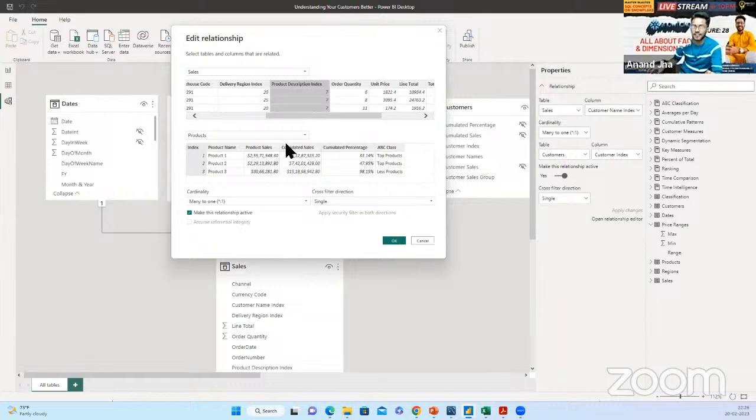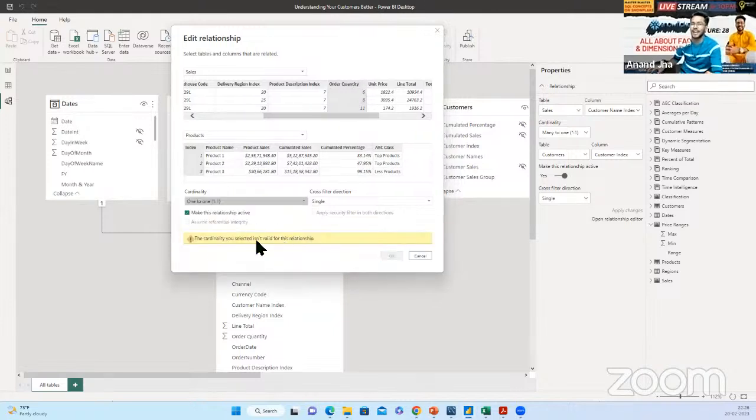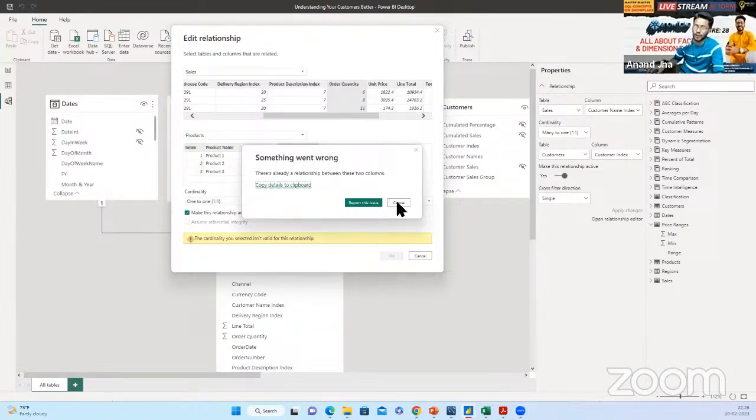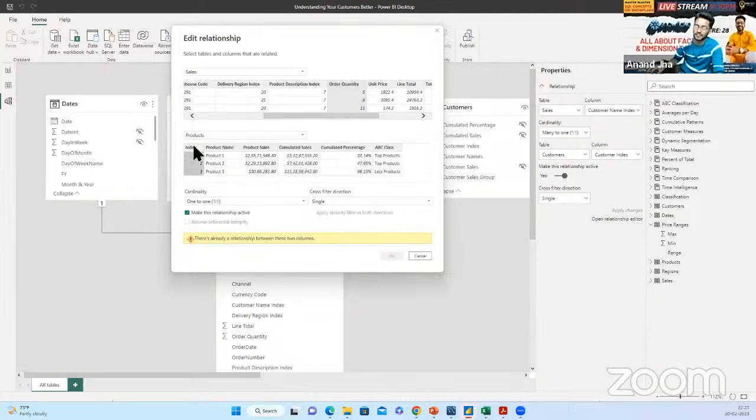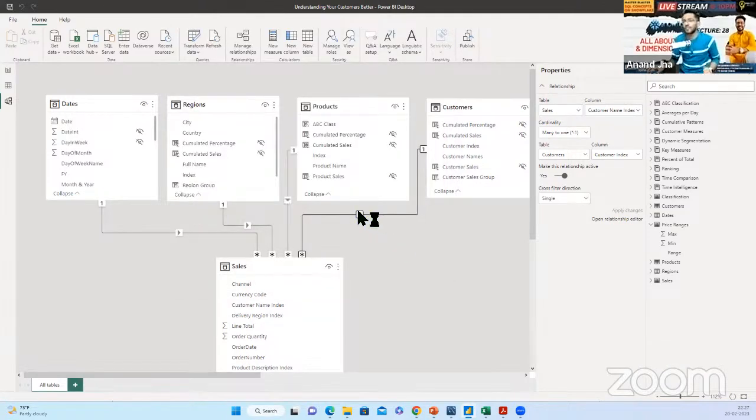Product description index, and here you see automatically it's index. If I try to change the quantity, and if I try to change this, it will give me an error, because Power BI is super smart. If you try to select a wrong value, it will automatically give you an error: there's already a relationship between these two columns, so you need to select the correct column. Most of the time, 90% of the time, Power BI will automatically select it.